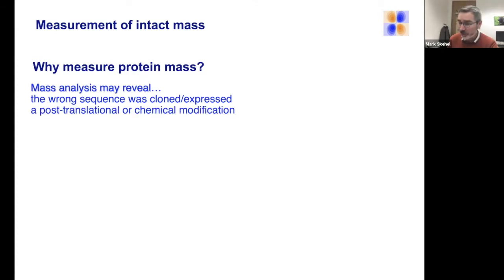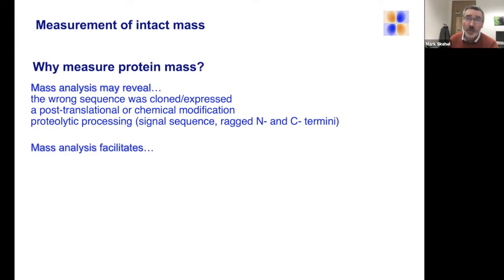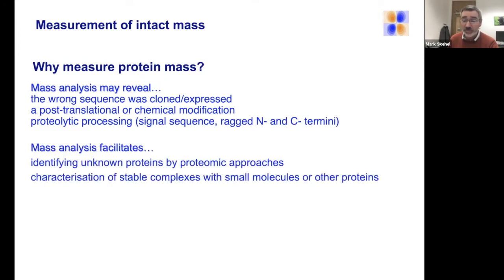Any of you who are expressing proteins for structural work or to look for interactors or anything like that, it's important to know that you've got the right thing. You want to know that you've cloned the right protein. Is it post-translationally modified? Is there some chemical modification on there? Have you had some processing during expression such that you've got ragged termini, be that the N or the C terminus? It's an important thing to know.